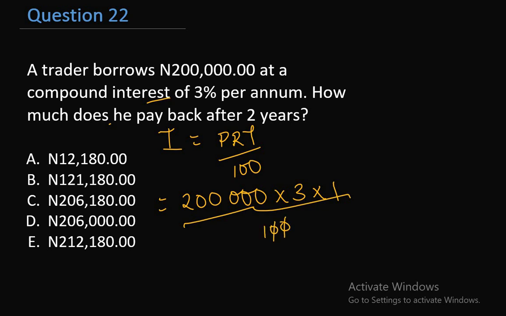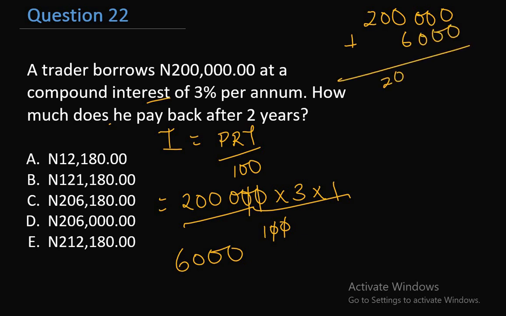This 2 0 cancels this 2 0. 2,000 times 3, 3 times 2 is 6. Then the interest for the first year will be 6,000. So the amount he will pay back for the first year will be 200,000, which is the principal, plus the interest generated for the first year. So at the end of the first year, he is meant to pay 206,000.